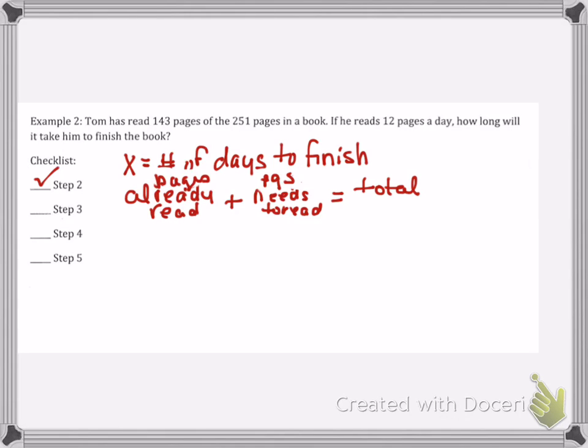The pages he's already read, 143. He will read 12 pages per day, so that's what he needs to read. 12 pages per day. And so that per, or for each, is your multiplier. And hopefully when you add that together, that gives him the total of the book, which is 251. So we've written our equation. Now we need to solve.